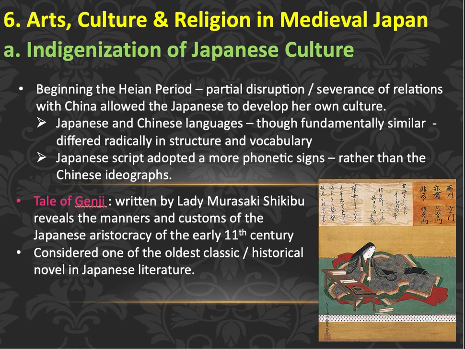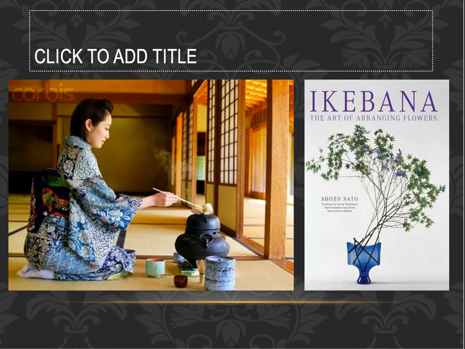Look at the last two components of Japanese history. Number one, number six over here is the arts, culture, and religion of medieval Japan. During the period of disunity, as I said from the last slide, you have the development of indigenization of Japanese culture. For example, here you have the culture and the traditional practice of tea drinking, and you have flower arranging or ikebana.